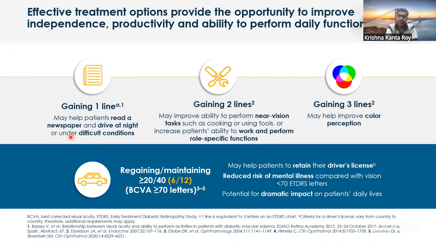A patient having more than 6/12 vision, compared with less than 6/12 vision, can do their normal day-to-day life fluently, and their dependency on others will be less.